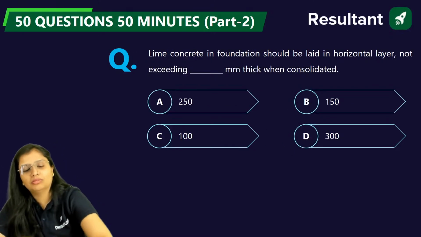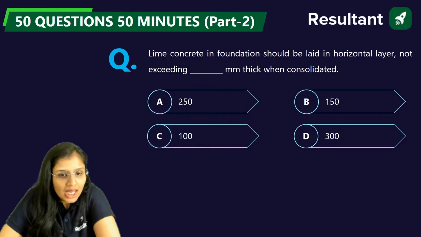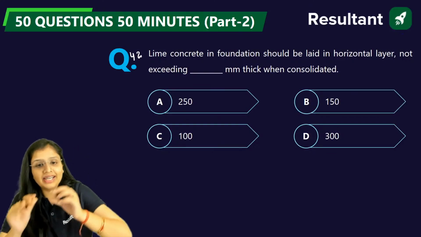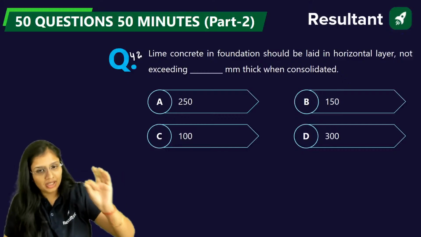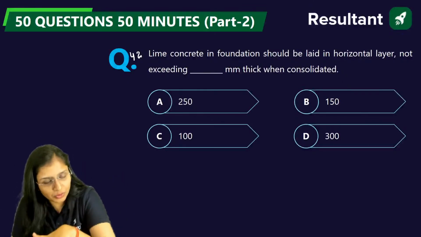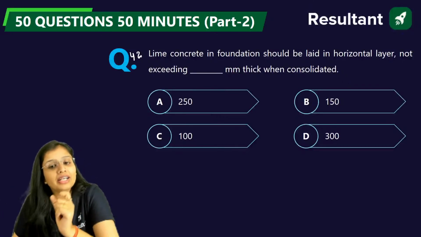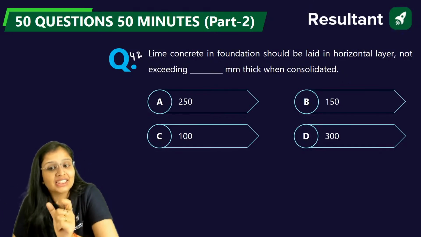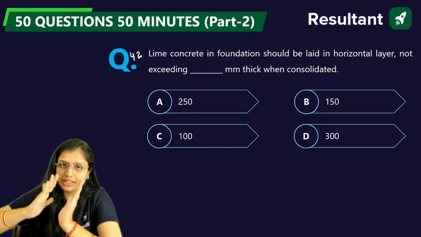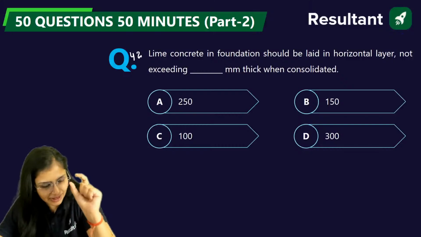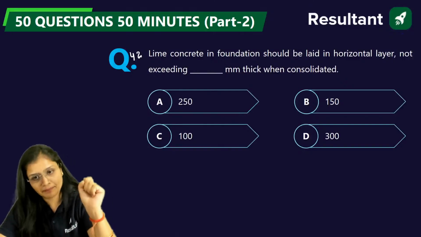ठीक है. Question number 42. Lime concrete in foundation should be laid in a horizontal layer. जब भी foundations में आप lime concrete use करते, whenever you use it, you lay it in a horizontal layer, not exceeding dash thick when consolidated. जब आप consolidate करते हो, excess of water remove करते हो, उसकी thickness एक certain limit से ज़्यादा नहीं होनी चाहिए. This is again a database thing.